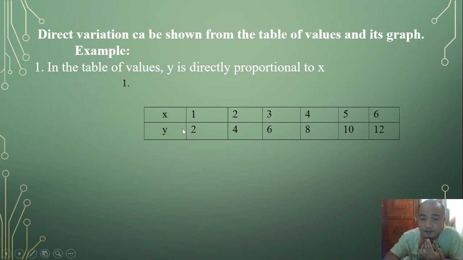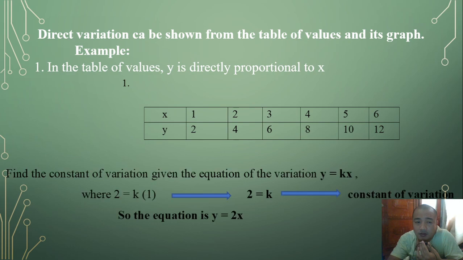As you can see, we have the values of x: 1, 2, 3, 4, 5, 6, and the corresponding values of y: 2, 4, 6, 8, 10, 12. So, as you can see, as x increases, y also increases. So, this is an example of a direct variation expressed in terms of a table of values.